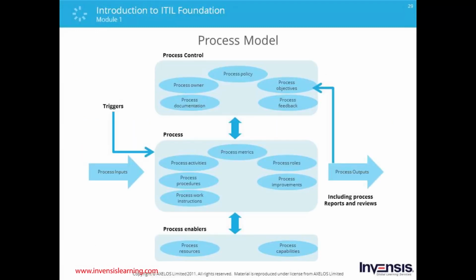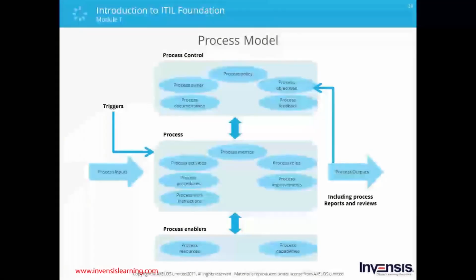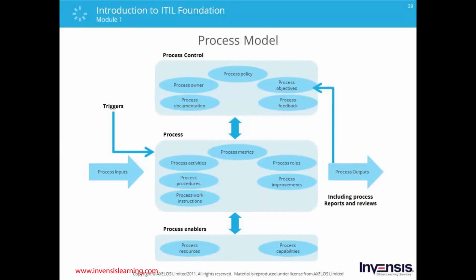Talking about processes, we have a lot of things associated. A process owner, a policy, objectives, a feedback system on the efficiency, documentation. These are known as control parameters. Inputs are here, outputs are here. For example, let's say the incident management process will have certain inputs. Where did the incident occur? Who reported it? What actually happened? What are the symptoms? The output of incident management will be that the incident is resolved.